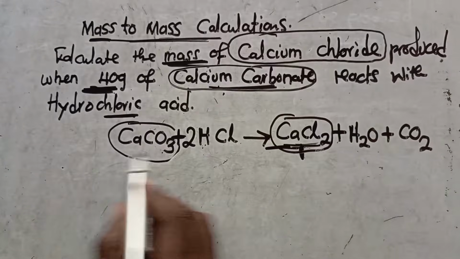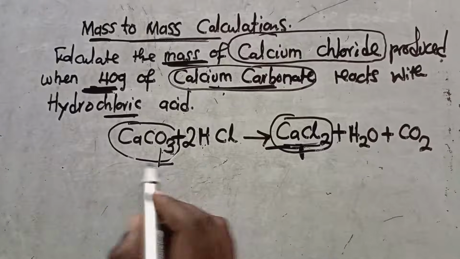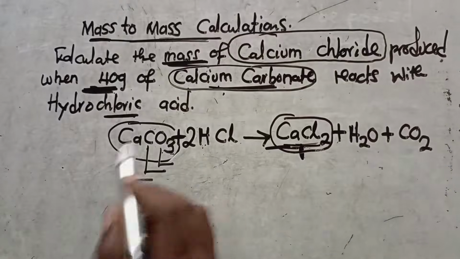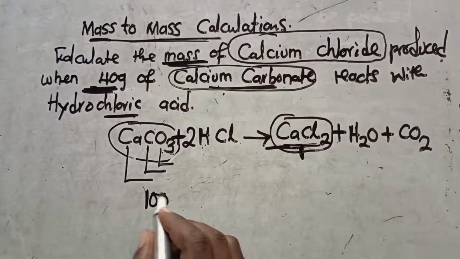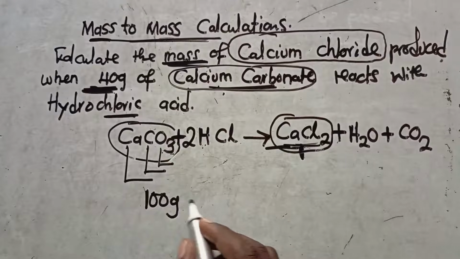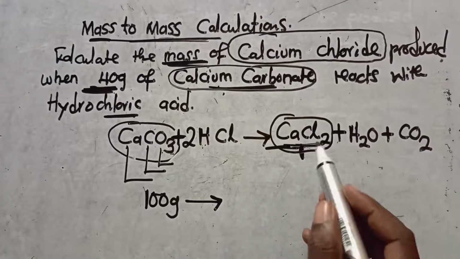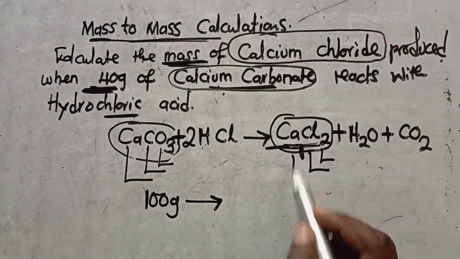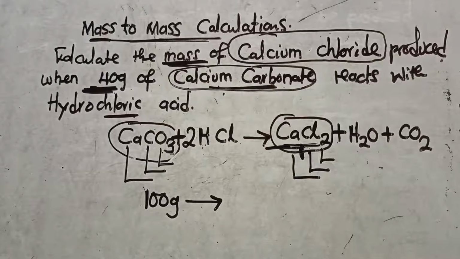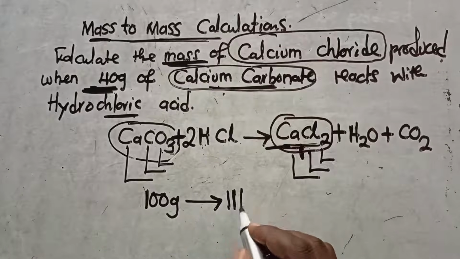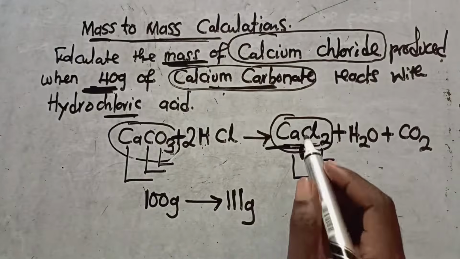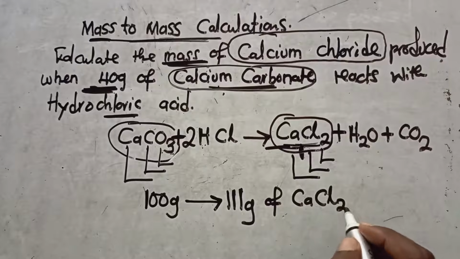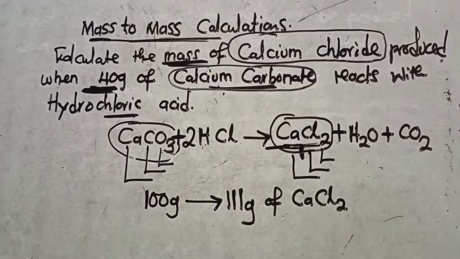So what is the mass for this one? You start doing this. I guess you know this. For this one, you are going to get 100 grams of calcium carbonate. You are equating to this one. If you do this, what you are going to get will be 111 grams of what? This is calcium chloride. This is calcium carbonate.